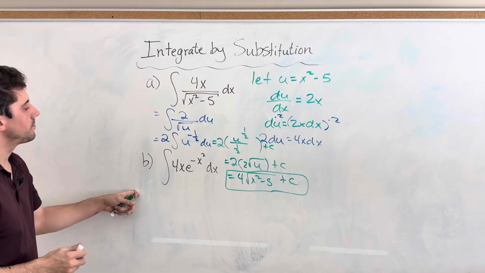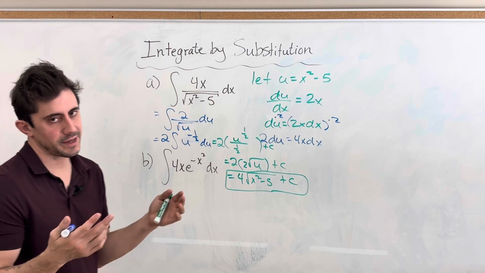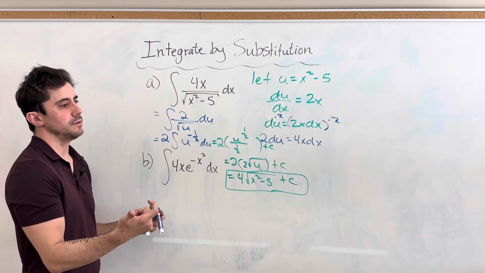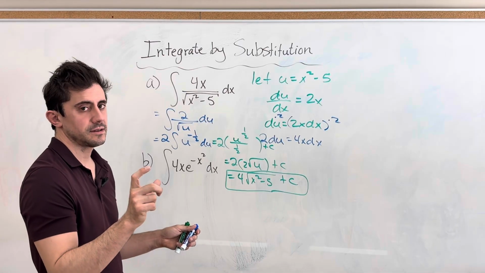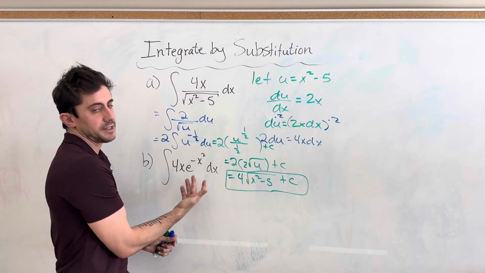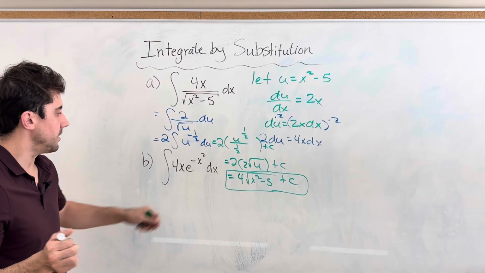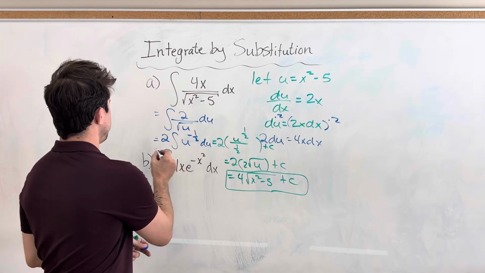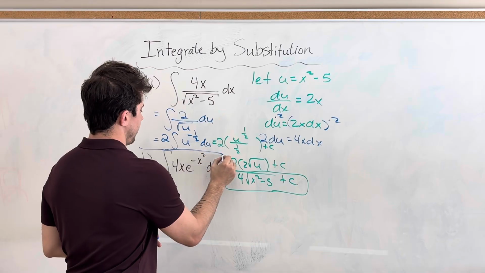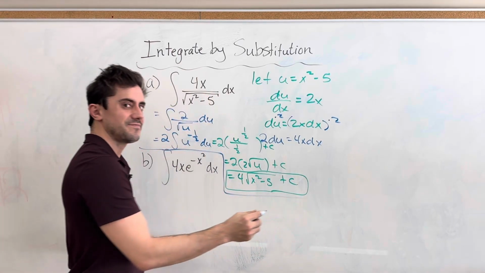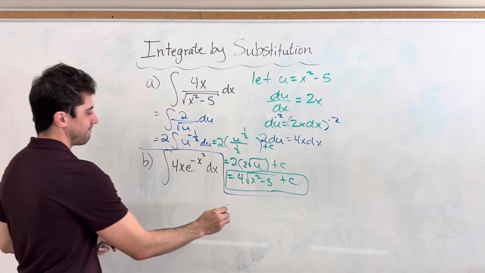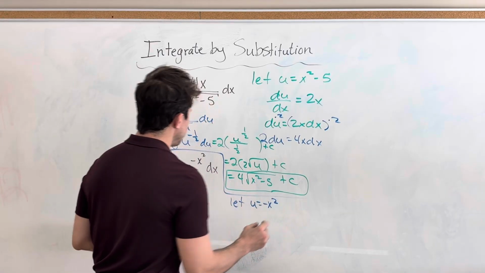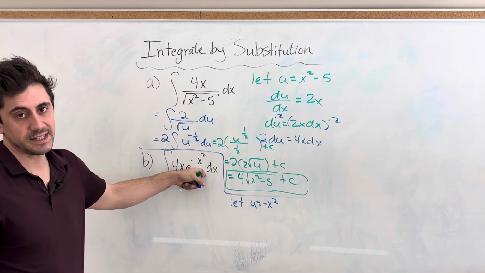For number 2, again, it's all about making a wise pick for the u substitution, right? So what u would give you a du dx that kind of falls into place within the integral, right? You might notice that a good choice would be negative x squared. And so let's try to box this off here. If we say for part B, let u be negative x squared, then all we'll have to deal with is an e to the u, right?